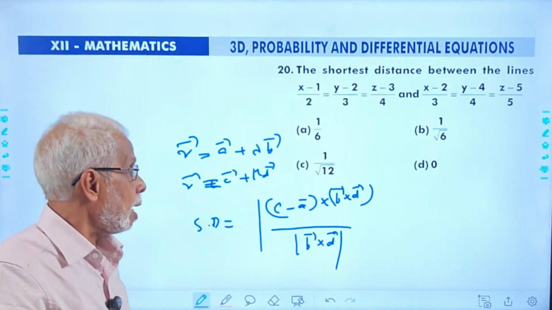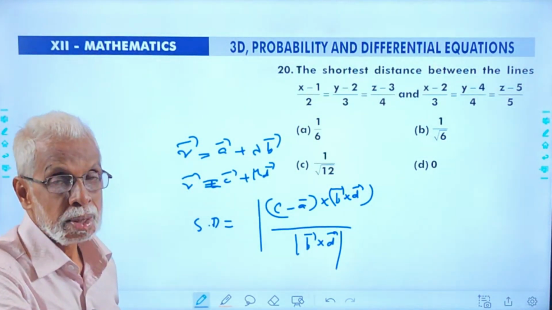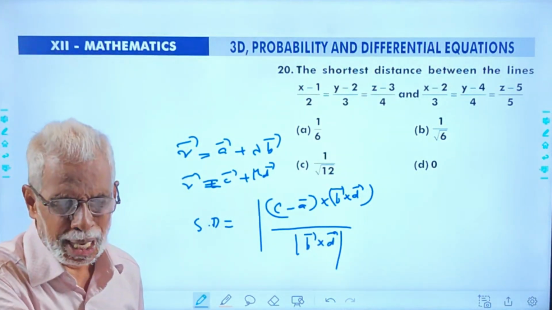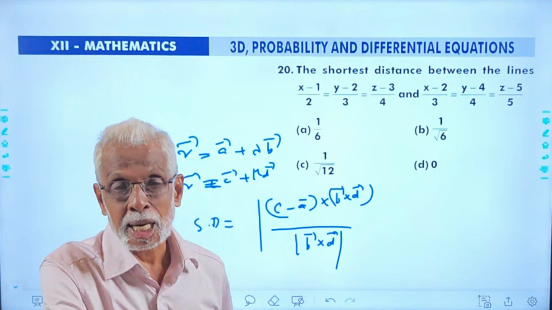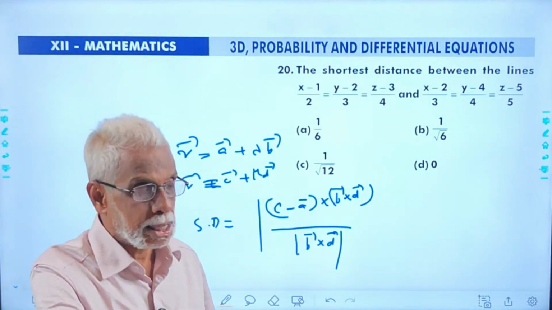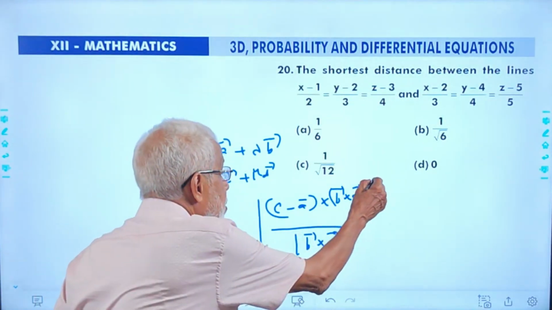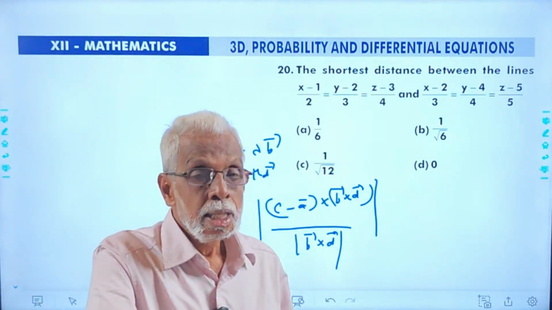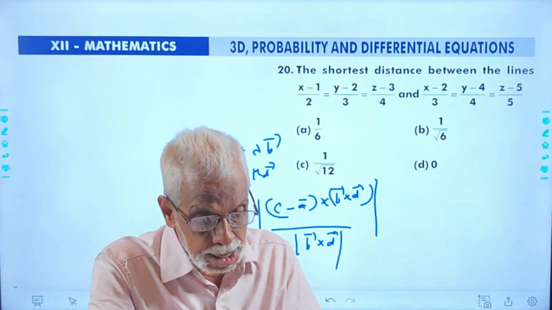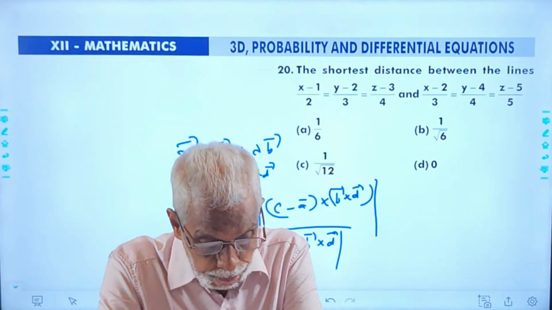If r = a + λb and r = c + μd are two skew lines, the lines which are neither parallel nor intersecting, then the shortest distance between the two lines is (c minus a) dot (b cross d) divided by the modulus of b cross d. Putting the values of c, a, b and d, we get the shortest distance as 1 by root 6.